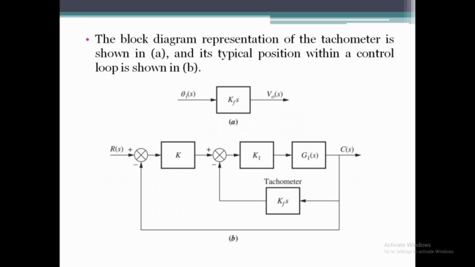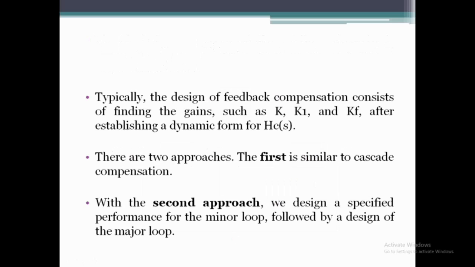The block diagram representation of the tachometer is shown in figure A, and its typical position within a control loop is shown in figure B. The typical position of the tachometer is in the minor loop of the system, which we can see in figure B. Typically, the design of feedback compensation consists of finding the gains such as K, K1, and Kf. After establishing a dynamic form for H_C(s), there are two approaches.